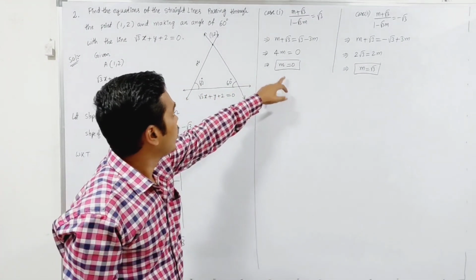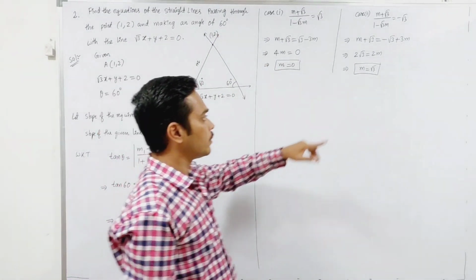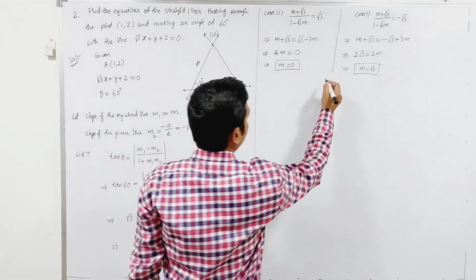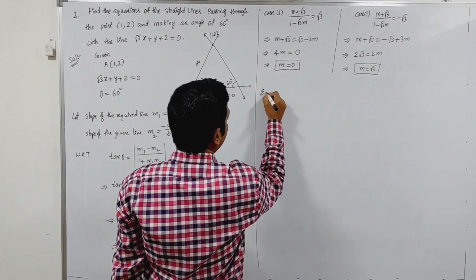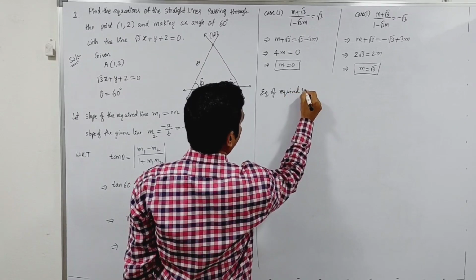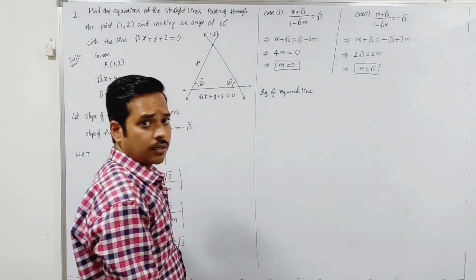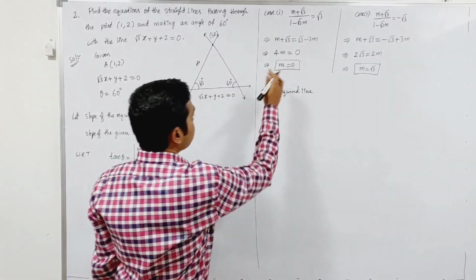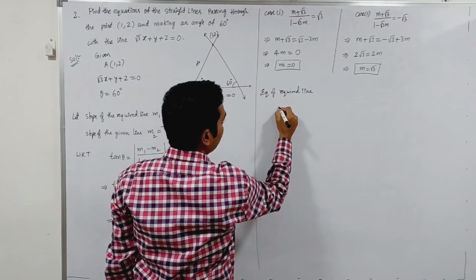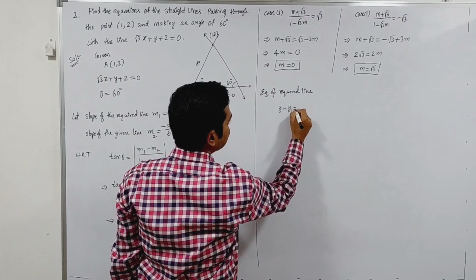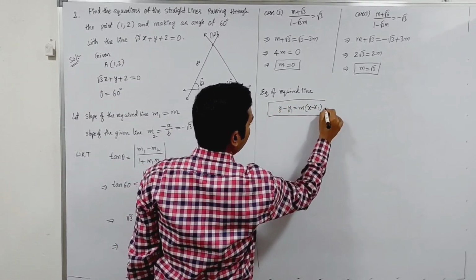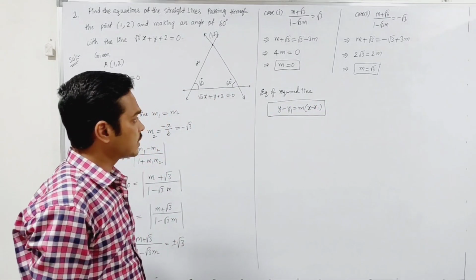By using this slope and point, we get one equation. By using the other slope and this point, we get another straight line equation. Now the equation of the required line. In the first case, the equation of the required line by using slope and point. What is the formula? y minus y1 is equal to m of (x minus x1). By using this formula, we can find the equation of the required line.